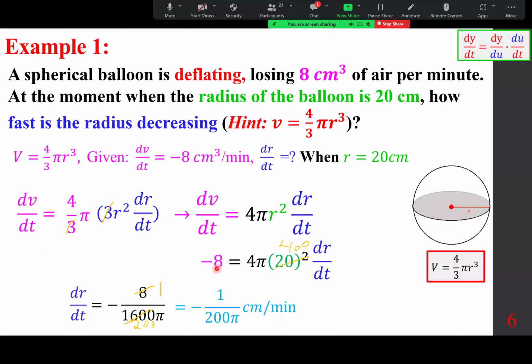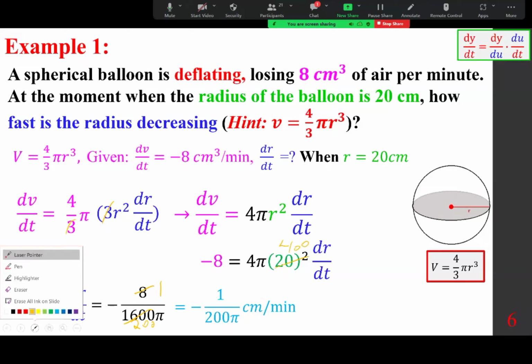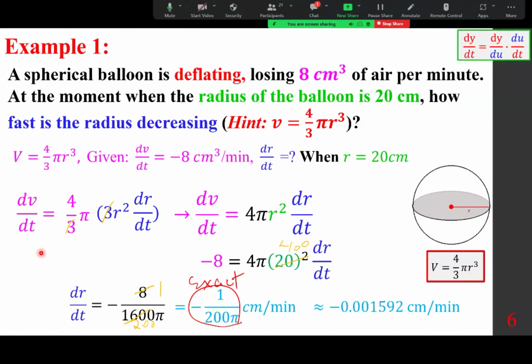If you work it out, you put this one with its units, cubic centimeters per minute. You put this one, 20 squared means centimeters squared. You see that it results in the proper units. This is an exact answer. Roughly, you put it into the calculator and you carry a lot of decimals, depending on the question, how many decimals they ask for. If they don't ask for decimals, this is the answer. Okay, and you're done. If they do, make sure you always, in your work, write the exact answer and then approximate it accordingly.